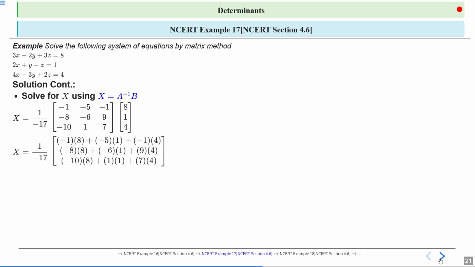When we multiply, take the first row and there is only one column. So multiply minus 1 with 8 plus minus 5 into 1 plus minus 1 into 4. So that's how we multiply the matrices. Now take the second row and multiply with the first column of the matrix B. So minus 8 into 8, minus 6 into 1, plus 9 into 4. Third row, minus 10 into 8, multiplied with the column, so 1 into 1, plus 7 into 4. When we simplify, we get minus 1 by 17 times the column minus 17, minus 34, minus 15, 51.